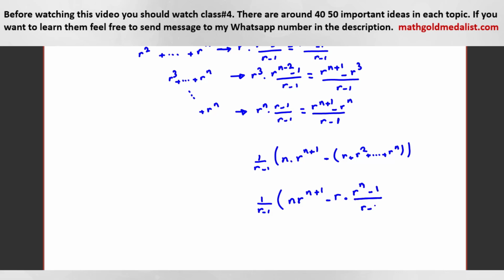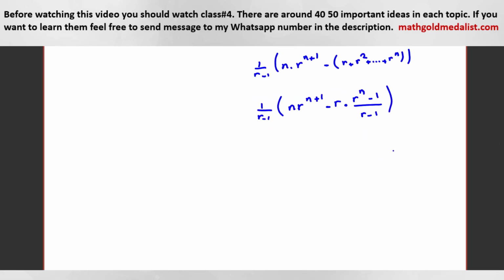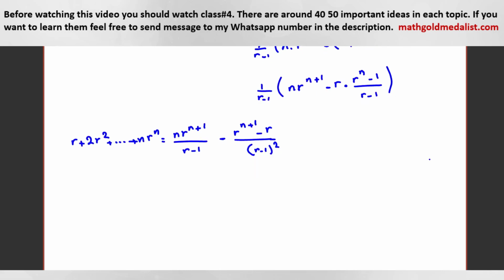This? r to the n minus 1. Yes. Okay, so we can say r plus 2r squared up to n r to the n is n r^(n+1) over (r minus 1) minus (r^(n+1) minus r) over (r minus 1) squared, right? And we can check, for example, let's check n equals 1 to see if we have a careless mistake or not. r equals what if you replace n with 1?